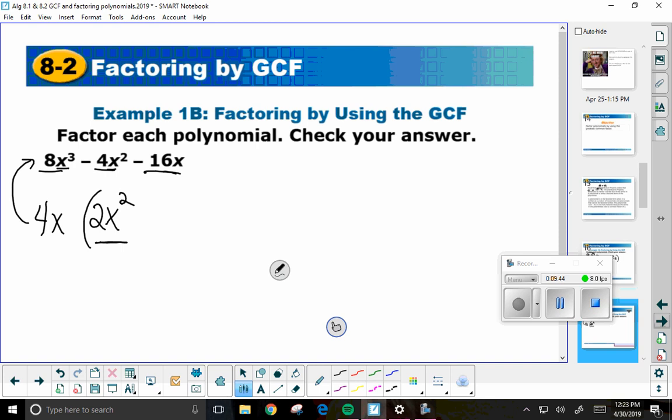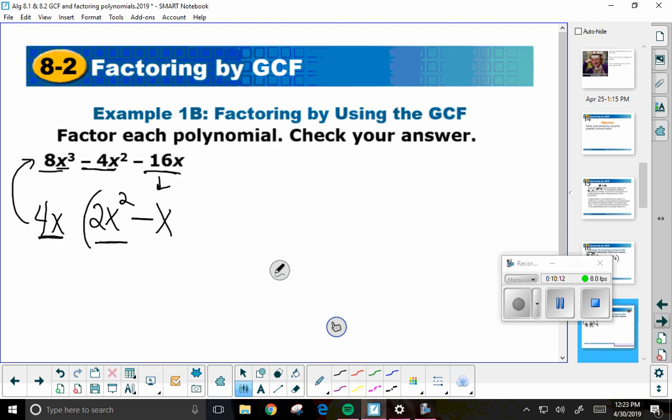The second term is negative 4x squared. So what would I multiply that 4x by to get negative 4x squared? And I know this will be a negative then. And all I will need right here is an x, because 4x times this negative x right here will give me negative 4x squared. And finally, I come to the last term.